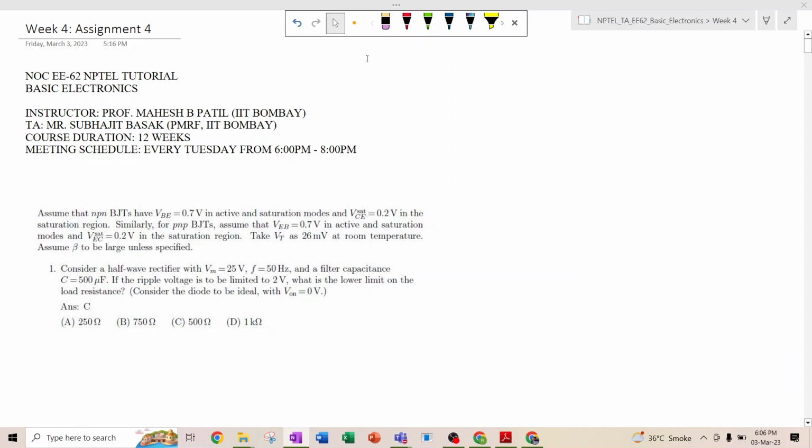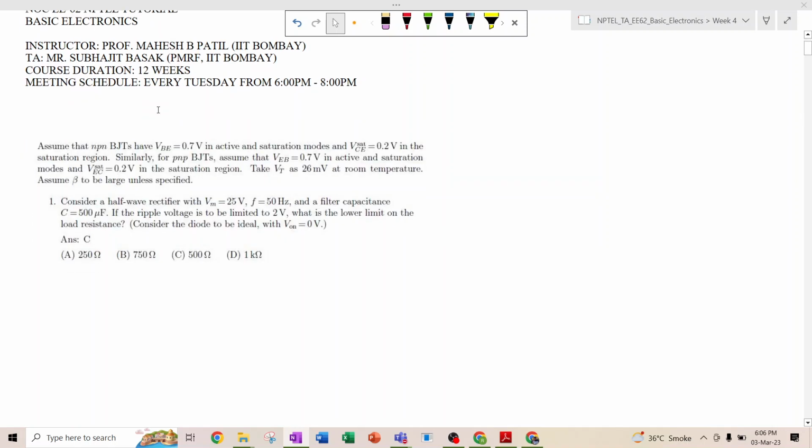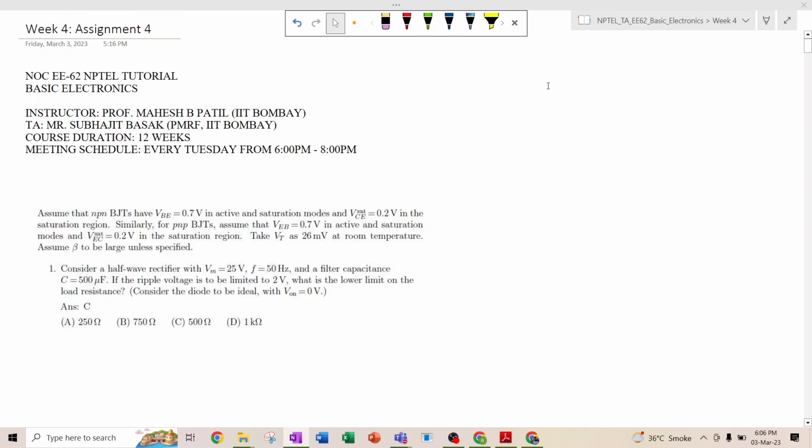Today I am going to solve the previous year assignment number 4. So this class is regarding week 4. I am Subhajit Basak, the PMRF Scholar from IIT Bombay, and you of course know this course is taken by Professor Mahesh Patil from IIT Bombay itself. Today most of the questions are about the half wave rectifier and also about the transistor, that is a BJT, bipolar junction transistor.